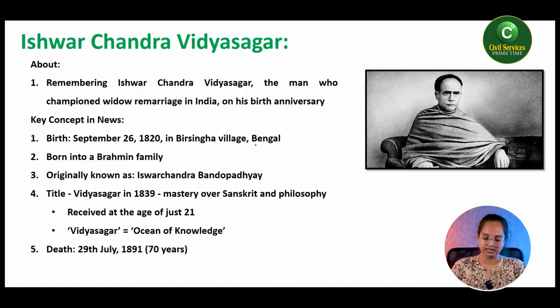Now coming to this context, he was born in Bengal, in Birsingha village, on 26th September 1820 into a Brahmin family. His original name was Ishwar Chandra Bandyopadhyay, and later in 1839 he was bestowed with the title Vidyasagar. In Hindi, Vidyasagar means ocean of knowledge, and he received this title at the age of 21 for his mastery over Sanskrit and philosophy. Later in 1891, at the age of 70, he died on 29th July.